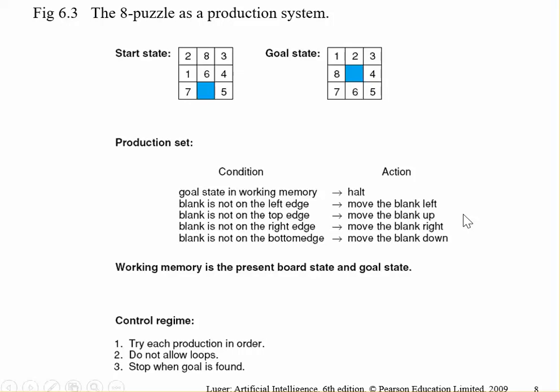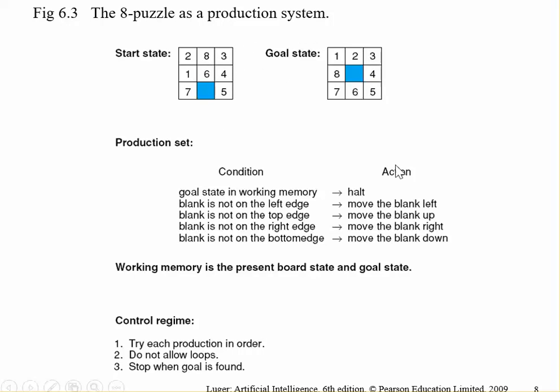Okay, so here is an example of how we can implement this with a game. So let's say that we have the puzzle game and we want to use the production system to program an artificial intelligence application to play the game. So here, this is a possible state. Let's say that we start the game like this, and the goal is that we get into this state.